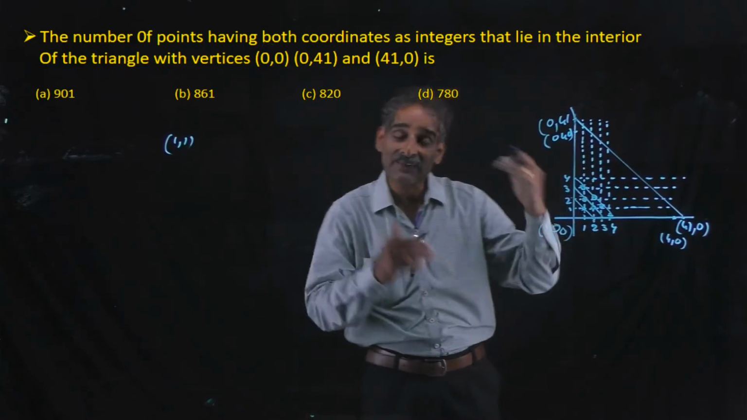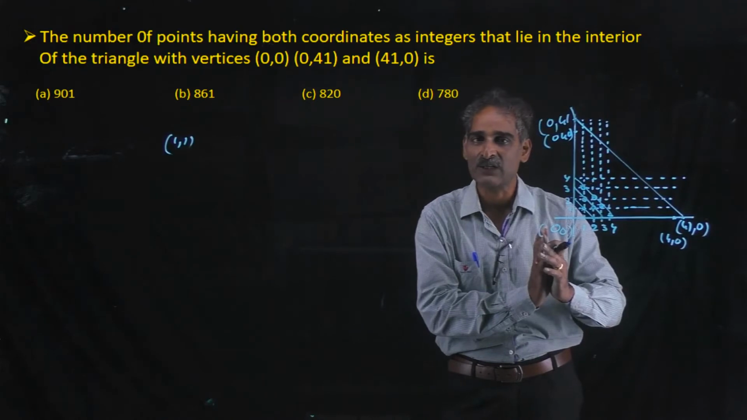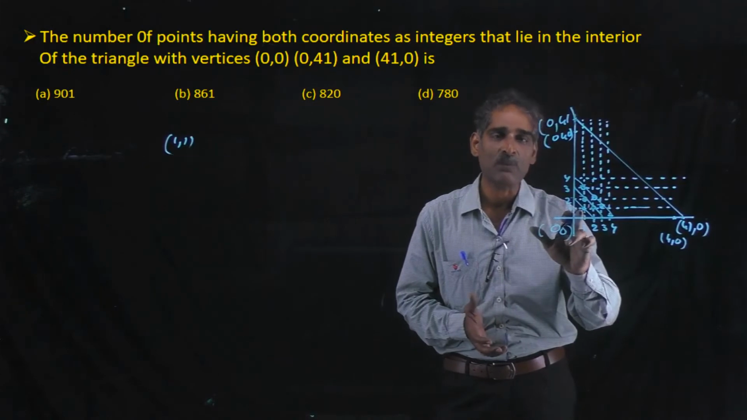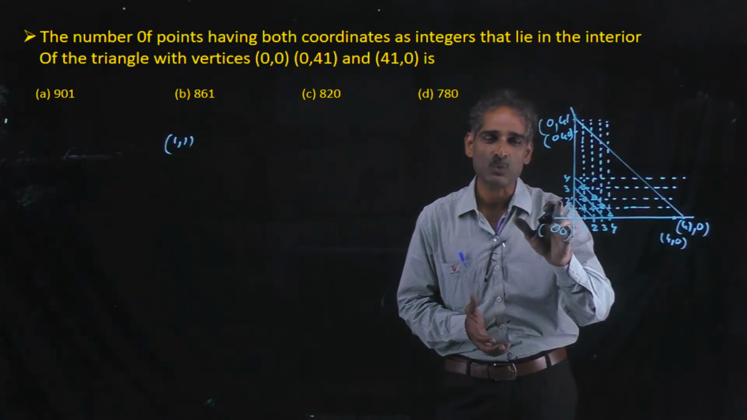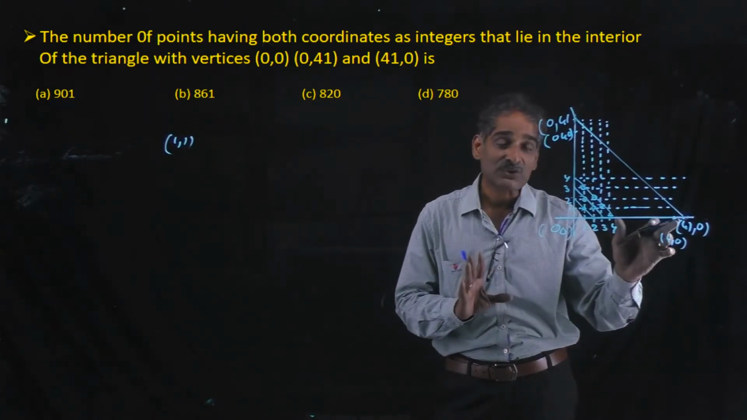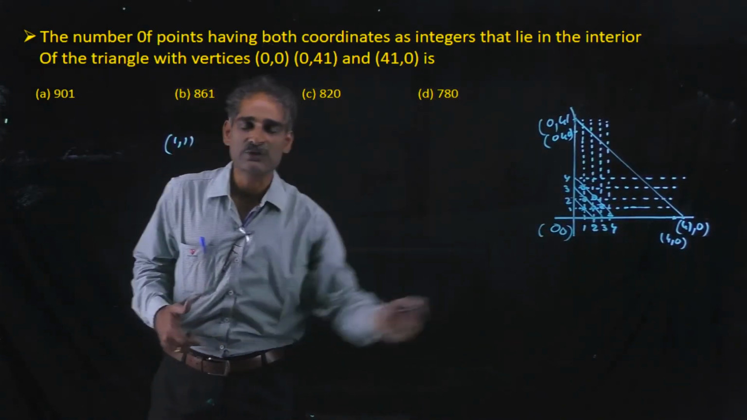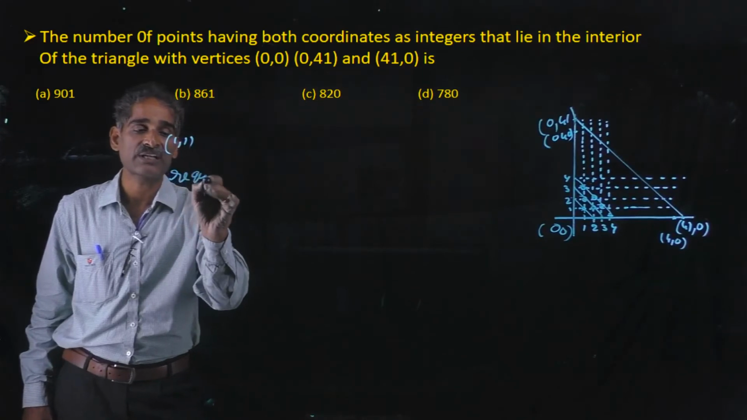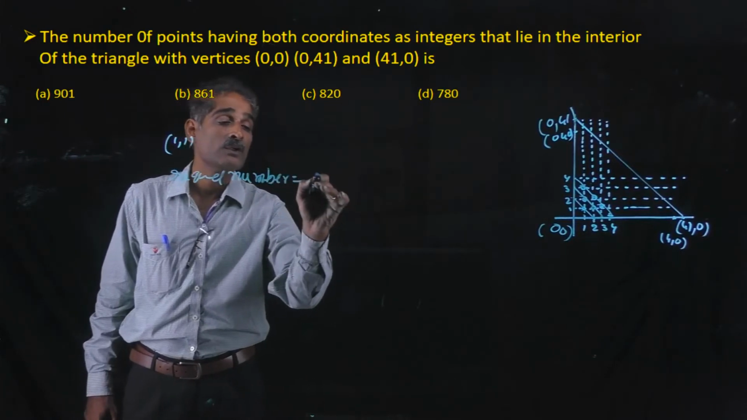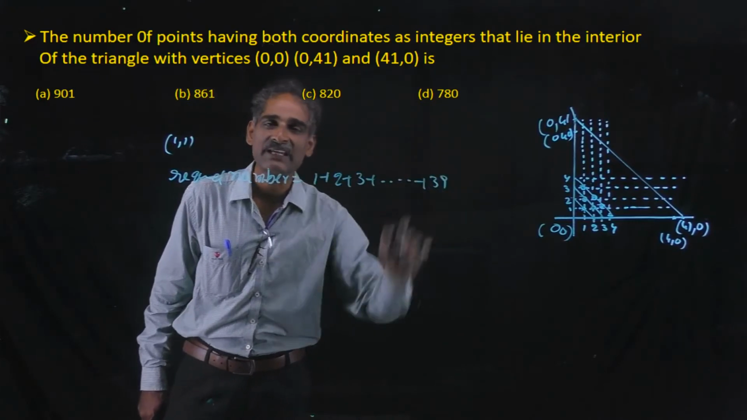Okay, the points on the line joining (40, 0) to (0, 40) do not lie in the interior of the triangle. So that line contains only 39 points. We started from 1 point. When we draw a line from (2, 0) to (0, 2), 1 point; (3, 0) to (0, 3), 2 points; (4, 0) to (0, 4), 3 points; (40, 0) to (0, 40), 39 points. So now the sum of these values, the required number, is equal to 1 plus 2 plus 3 plus up to 39.